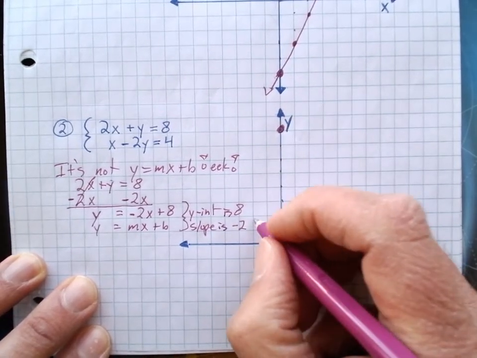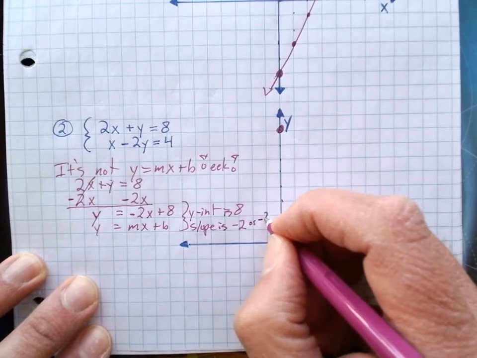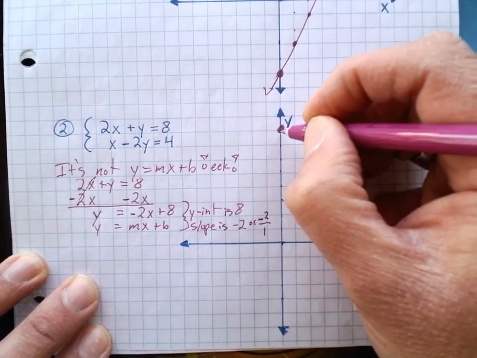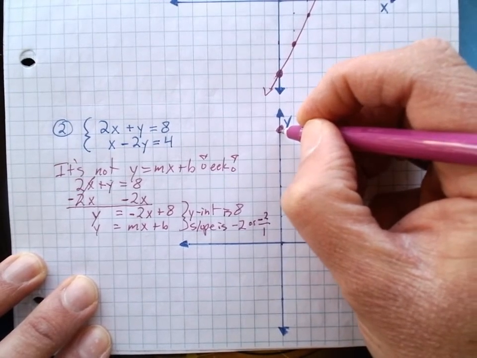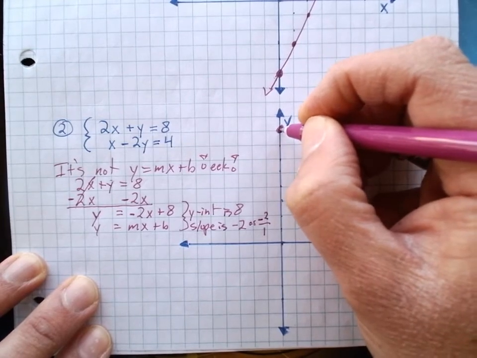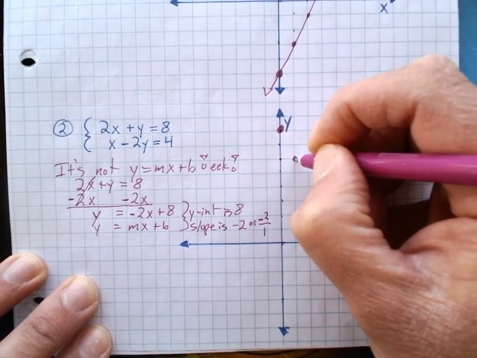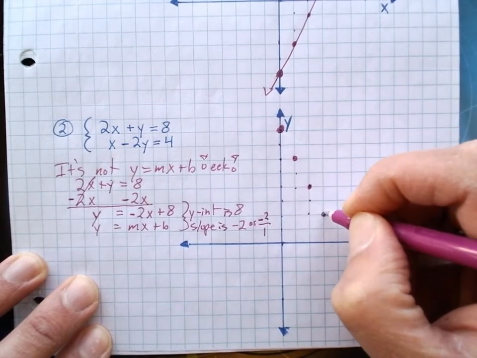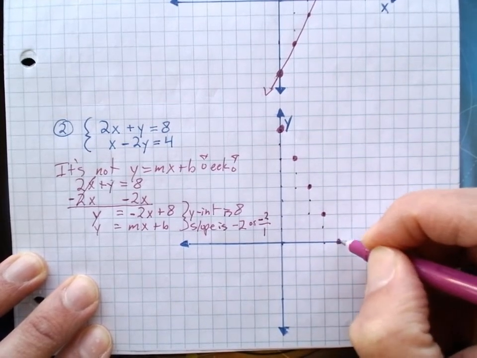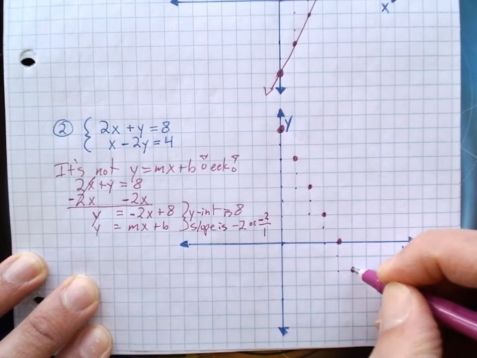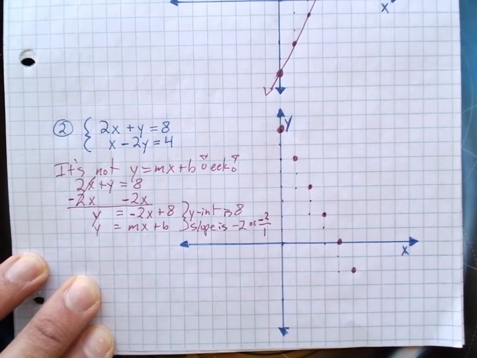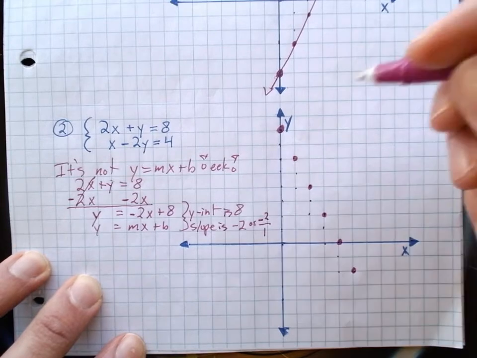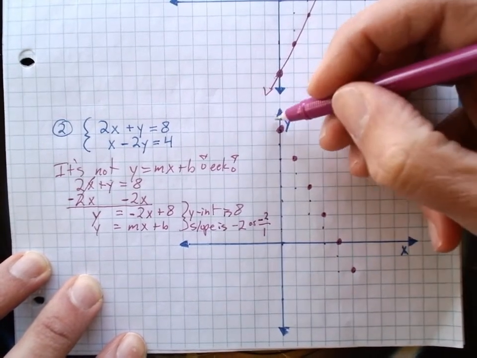Now the slope is negative 2. So I'm going to write that as negative 2 over 1, which means I'm going to go down, right? Negative is down 2, over 1. Down 2, over 1, and again. Mr. Mock, you keep doing the same thing over and over and over again. Yeah, that's a rate. That's how that works. Boom. And I can draw my line in.